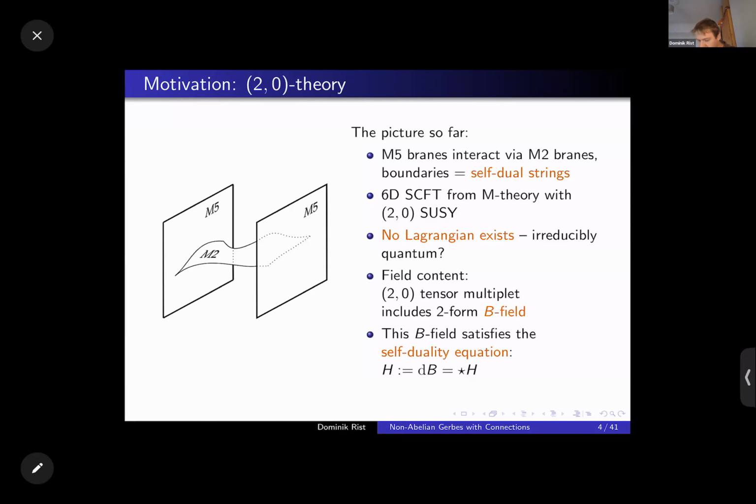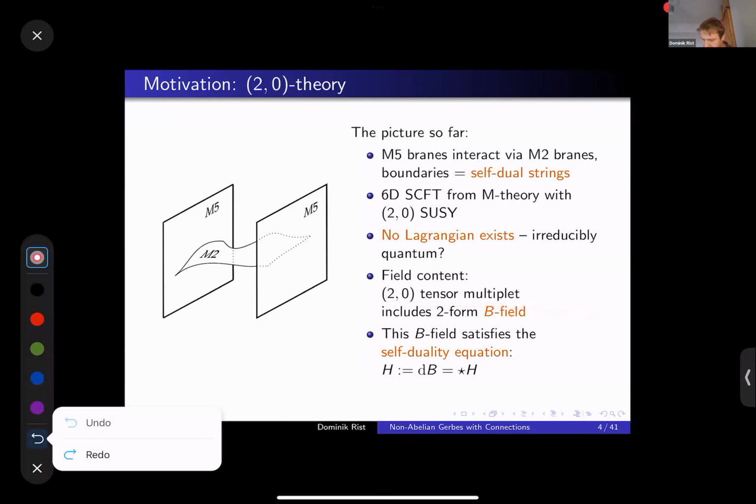So you have the 2-0 tensor multiplet, which includes the two-form B-field, and you have some other fields in it as well, such as 5 scalars and some Weyl spinors. But we'll be interested in this B-field and understanding how to interpret this geometrically. So this is just the motivation.